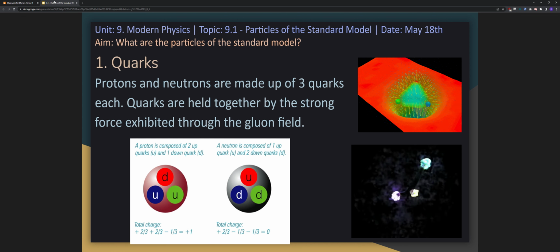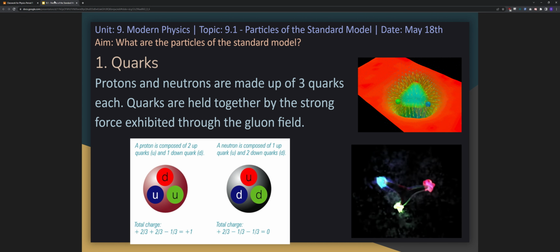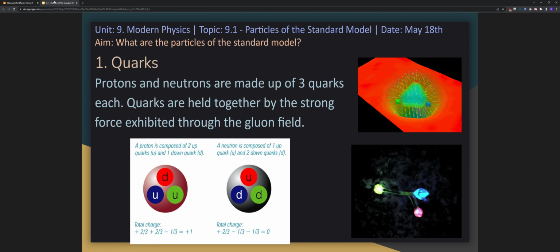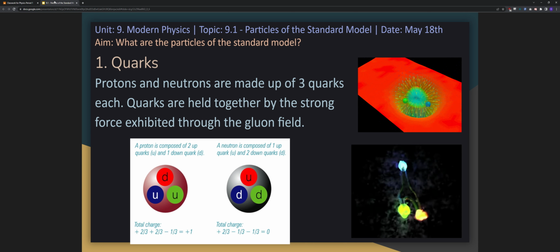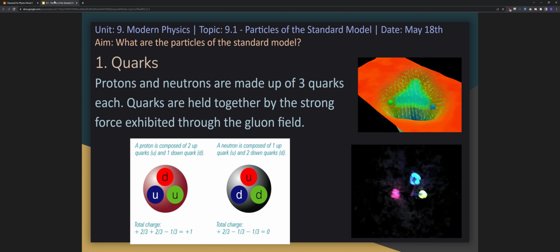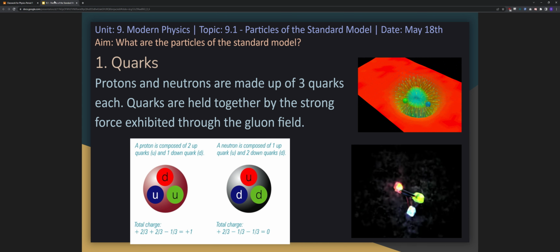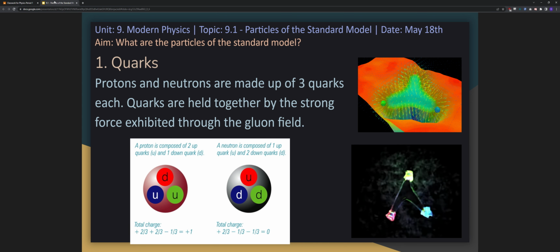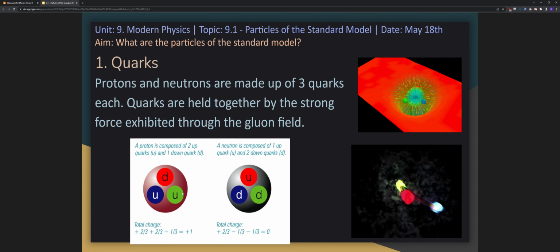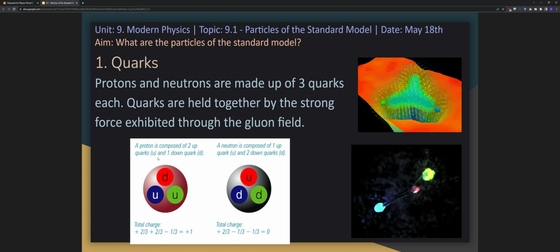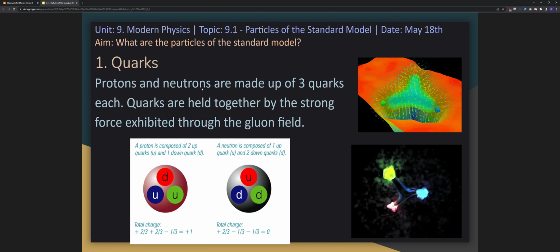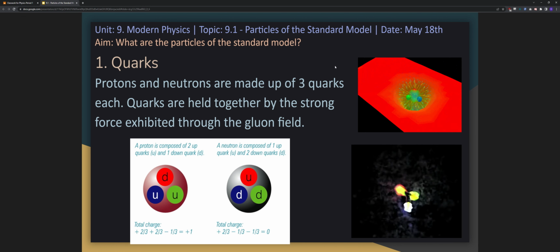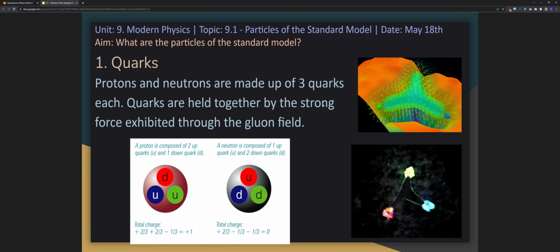And so now we're going to go into something called quarks. Now in chemistry, you learned about protons and neutrons, right? Protons are positively charged, and neutrons are neutral, they have no charge. Let's just start with the fact that protons and neutrons are made up of quarks. Both protons and neutrons are made up of three quarks each.